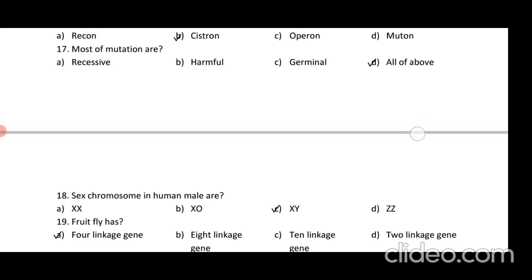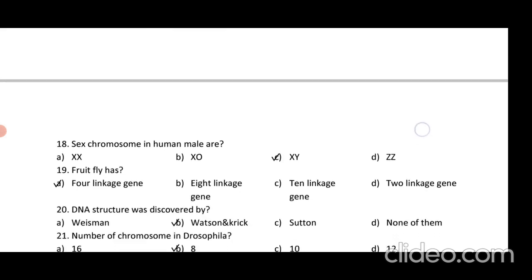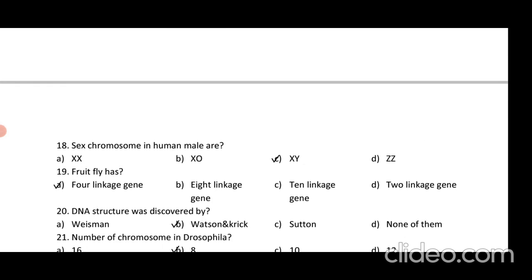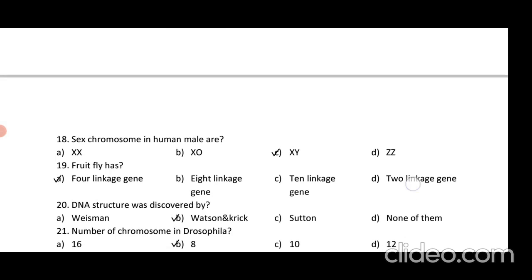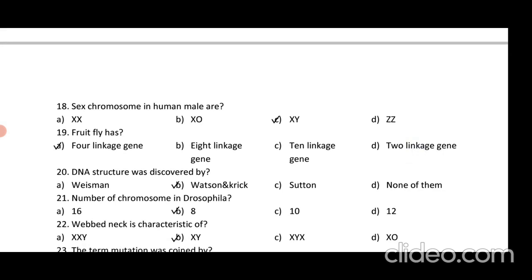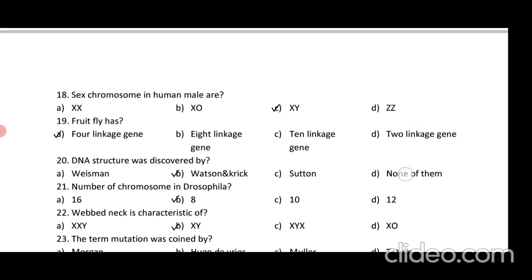Sex chromosome in human male are XY. Fruit fly has 4 linkage gene. DNA structure was discovered by Watson and Crick. Double helix DNA model. Number of chromosomes in Drosophila are 8. Webbed neck is characteristic of XY.